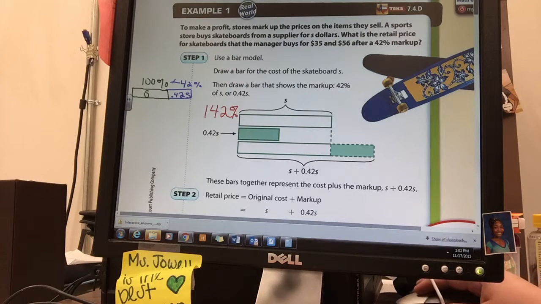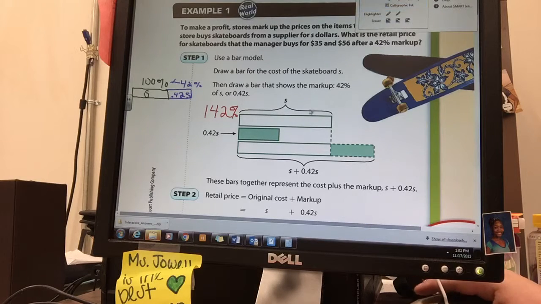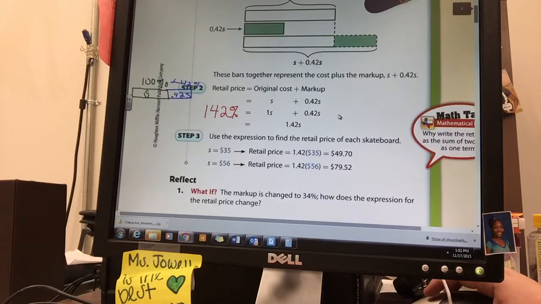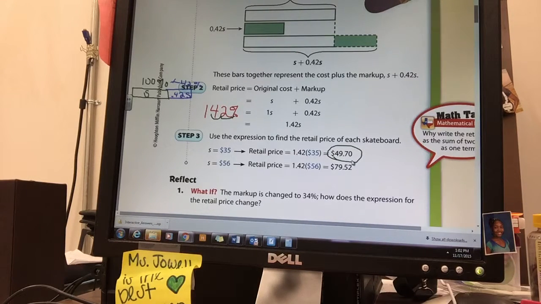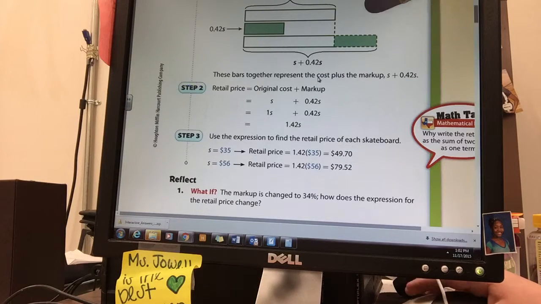So what we can do, and if I scroll down and look, I can take the cost of that item, which was $35, and multiply it times the 1.42, because 142% as a decimal would be 1.42. And it would give me the total cost of that item. You could do 42% of that item and then add it back to the original cost of the item. That's fine. Or you can do it as one step and figure it out. So let's look at another example of this.